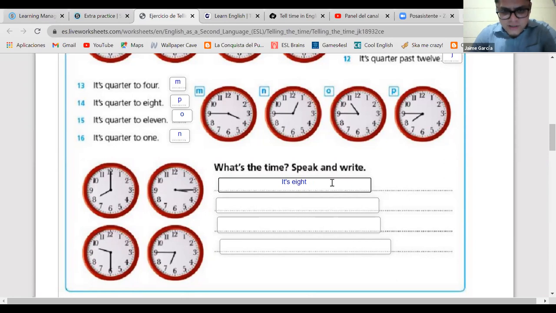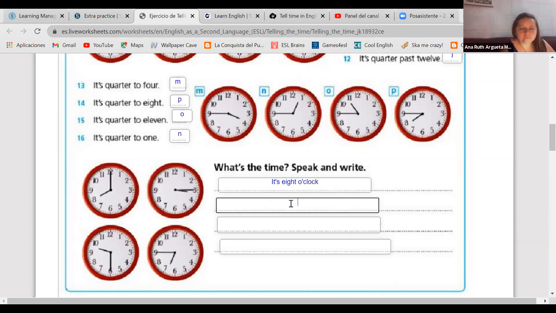How can I write down the contraction here? Okay. All right. What's the time? Continue. What's the time? It's quarter past 3. What's the time?